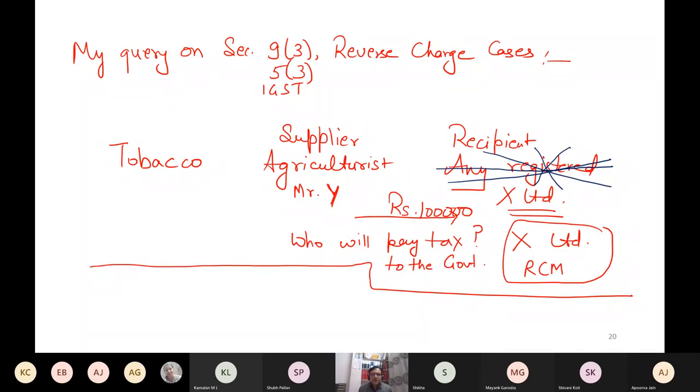Any other opinion by any other person? Can you tell me what will happen now? So what you are saying, that we need not pay GST, is wrong. Why should I not pay GST? If it is not covered under reverse charge, it doesn't mean that the GST is exempt. That means by default, it is covered under forward charge.